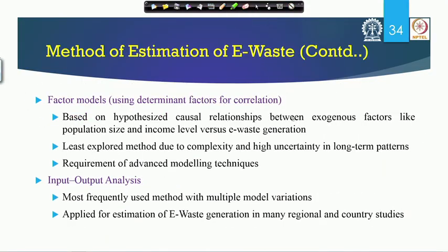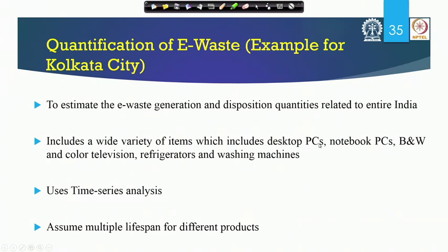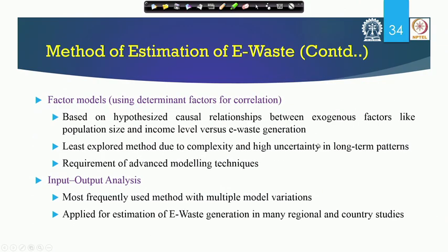There are different methods out there. You can go to the literature and try to find them; there are a lot of things there. Then there are factor models and input output analysis, and these are the four major analysis methods that are used. Factor models use determined factors for correlation. Input output is used mostly for multiple model variation. You try to estimate e-waste generation for a regional scale or a country study. I just wanted to introduce you to these four concepts so that you can get some more information about these different methods. I will encourage you to read.